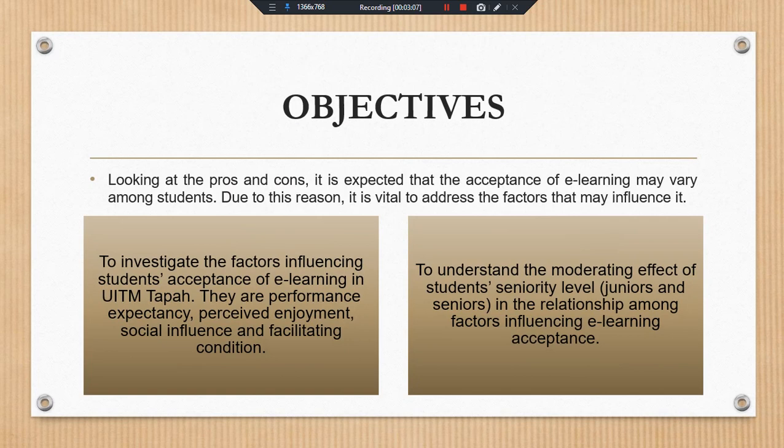Looking at the pros and cons, it is expected that the acceptance of e-learning may vary among students. Due to this reason, it is vital to address the factors that may influence it. Therefore, the objective of this study is to investigate the factors influencing students' acceptance of e-learning, mainly in UITM TAPAH. They are performance expectancy, perceived enjoyment, social influence, and facilitating conditions. The second objective is to understand the moderating effect of students' seniority level, which comprises juniors and seniors, in the relationship among the factors influencing e-learning acceptance.